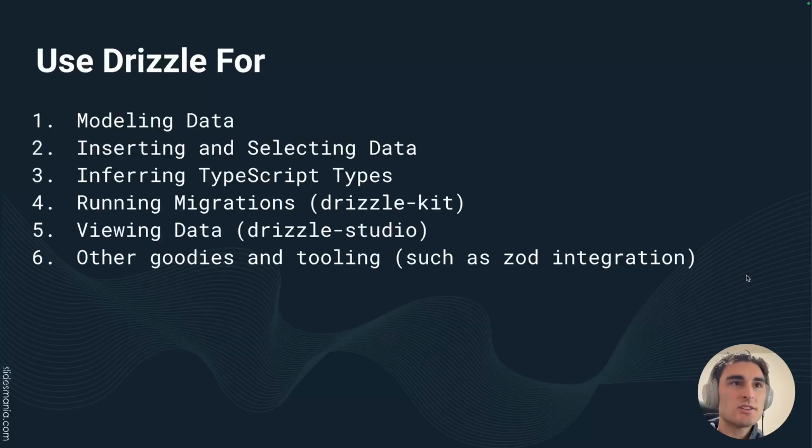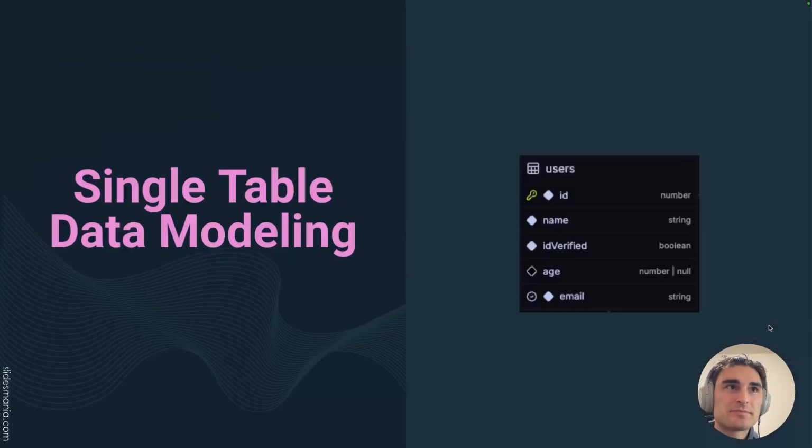In addition to modeling data, we also get a lot of other cool functionalities out of Drizzle. We sort of mentioned that we can use it for modeling our data and our database schema. We can use it for actually inserting and selecting data. We can infer TypeScript types from our database schema. We can run migrations. We get a cool little explorer for our data and a bunch of other stuff that is all built in and built around the Drizzle ecosystem. However, today, all we're going to be doing is modeling data.